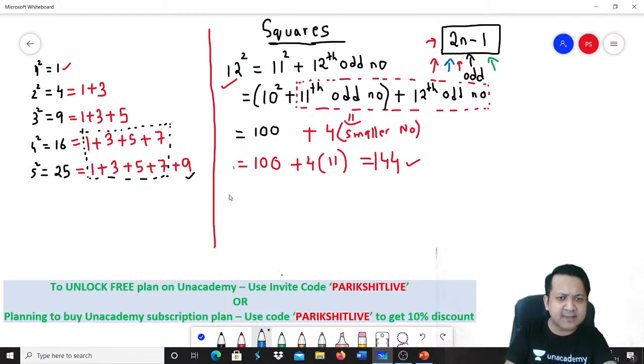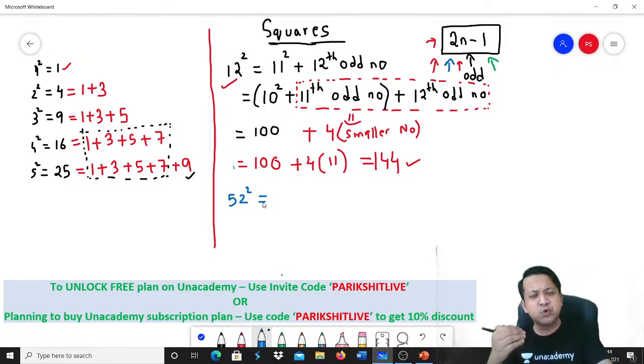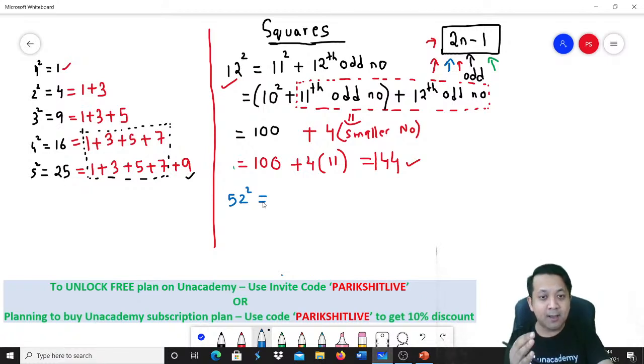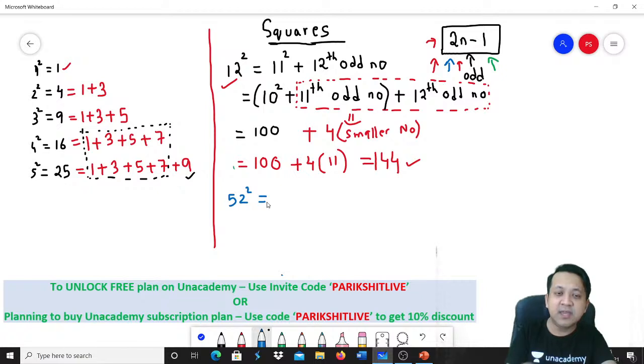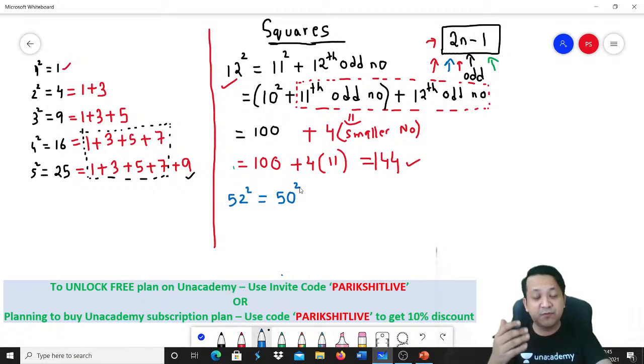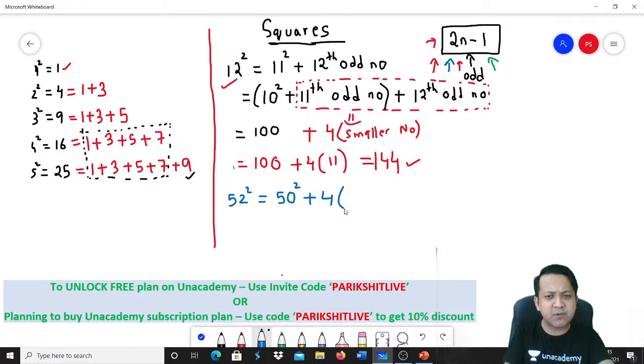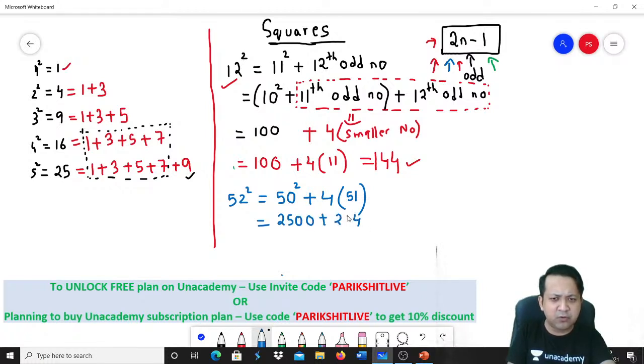Let's say I ask you 52 square. I know 52 square is 51 square plus the 52nd odd number. Yes, but probably that would be a bit time consuming. If you want to be even faster, you'll immediately say 52 square is 50 square, because 50 square is easier to calculate, right? So 50 square plus 4 times 51. So how much are you getting? 2500 plus 204. That will come out to be 2704.